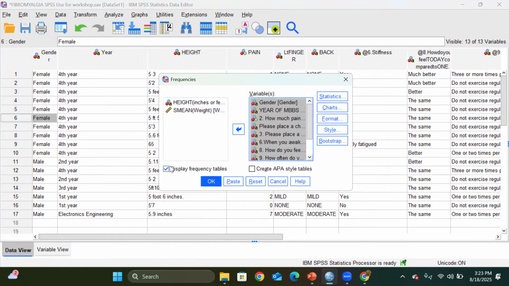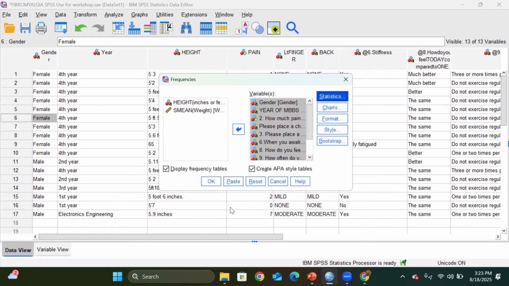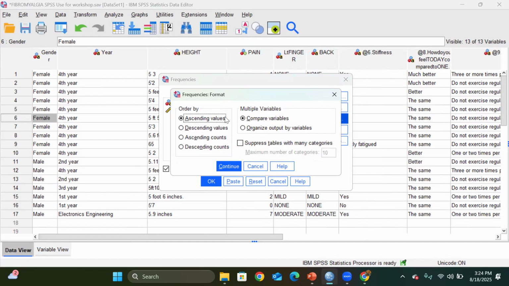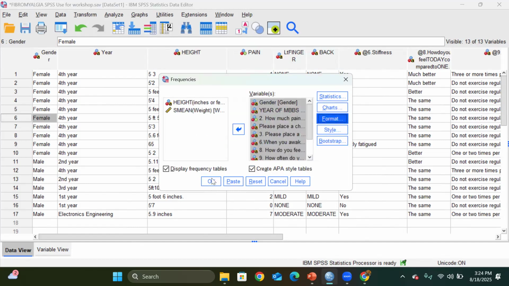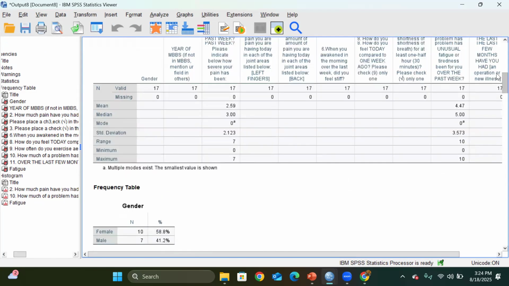I press display frequency tables, and it also offers to create APA style tables, the American Psychological Association style. That's cool. I will also select mean, median, mode, skewness and kurtosis, the minimum, maximum, range, and the standard deviation. I press continue. In charts, I don't need any of them right now. Formatting, nothing of that sort. I press the OK button, and here all my data is shown for these variables.